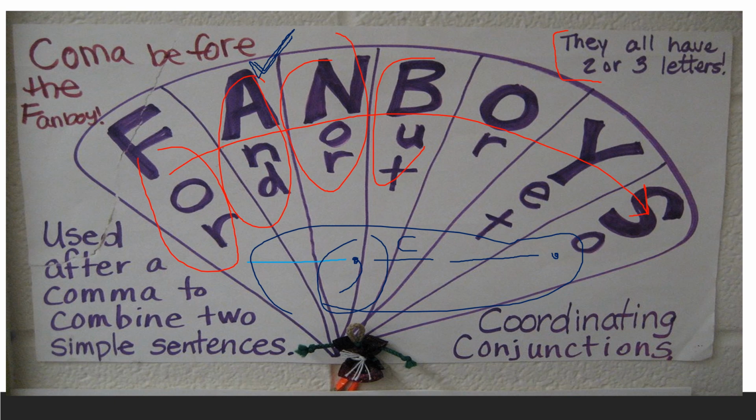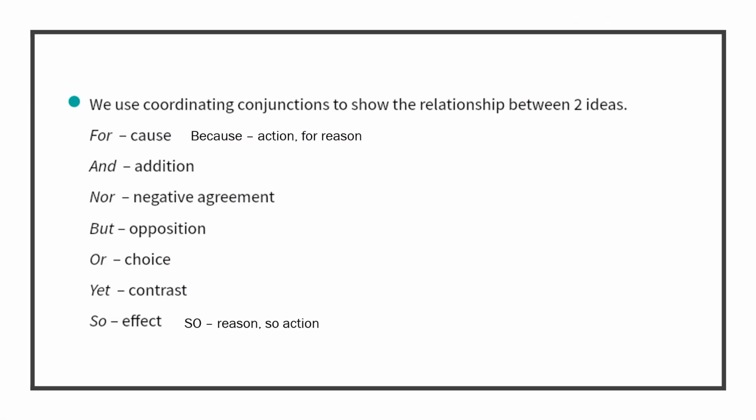So we will rule out this rule for now. Next, comma before the FANBOYS. This is what we had discussed: used after a comma to combine two simple sentences, they are called coordinating conjunctions. Now we are going to do a quick brush up of how the coordinating conjunctions are used in English sentence structures. This is the basic rule: we use coordinating conjunctions to show the relationship between two ideas. Two ideas here means part one of the sentence and part two of the sentence.